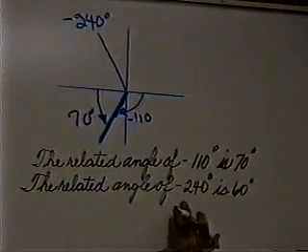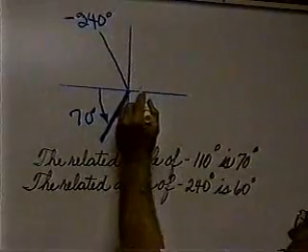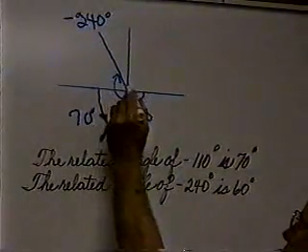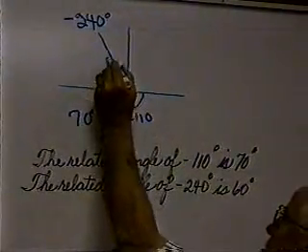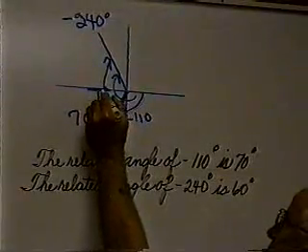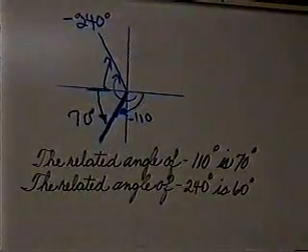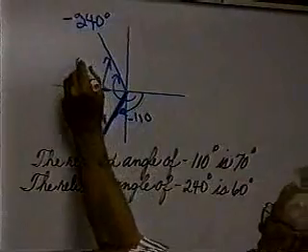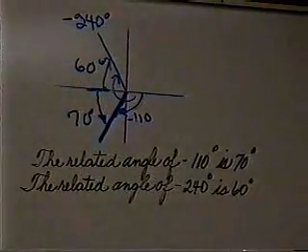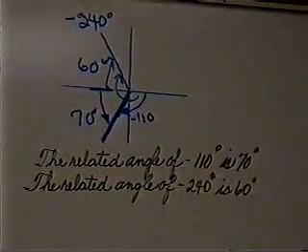Okay. The related angle of minus 240 degrees. Minus 240 degrees is that angle. Well, how far is it from here to here? That's 180. So subtract 180 from 240. So that makes this 60 degrees. That's it. That's the key. Listen, listen, listen again.